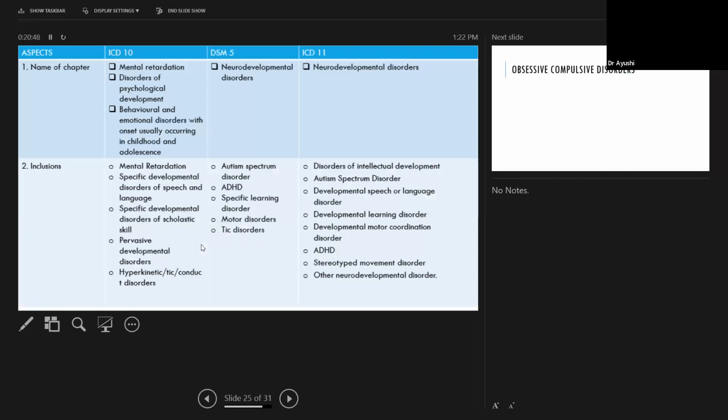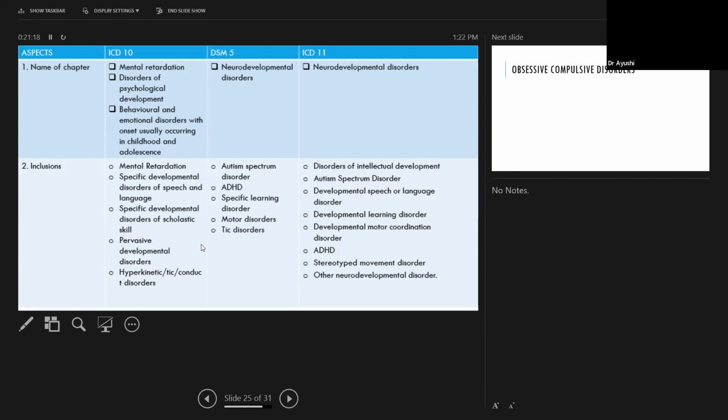So all of these disorders are clubbed in ICD-10 under 3 major categories of mental retardation, disorders of psychological development, behavioral and emotional disorders with onset usually occurring in childhood and adolescence, and they are called neurodevelopmental disorders in both DSM and ICD-11. So this includes in ICD-10, mental retardation, specific developmental disorders of speech and language, specific developmental disorders of scholastic skill, pervasive developmental disorders, and hyperkinetic tic or conduct disorders.